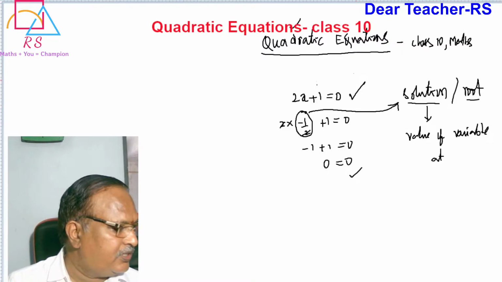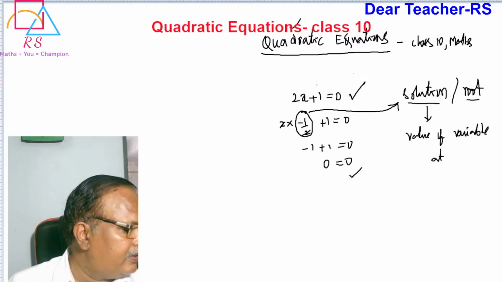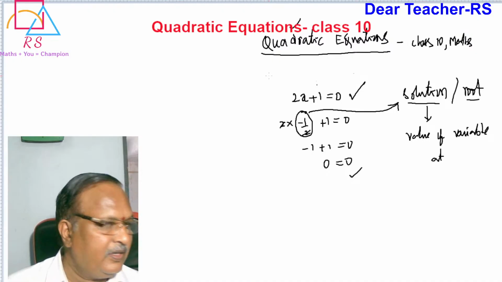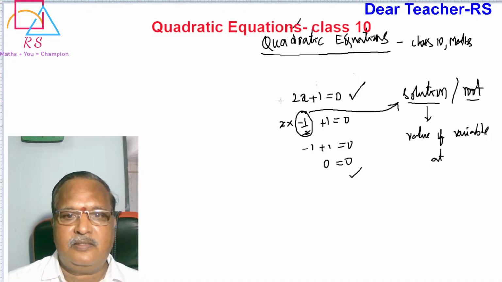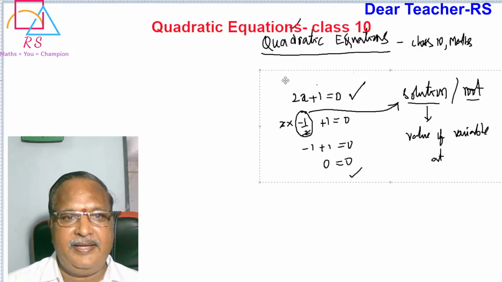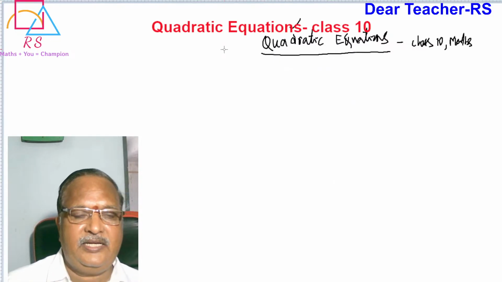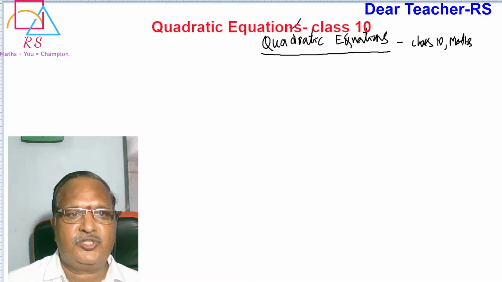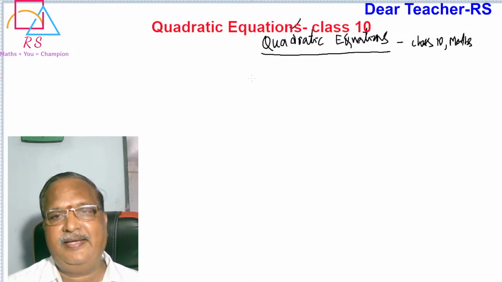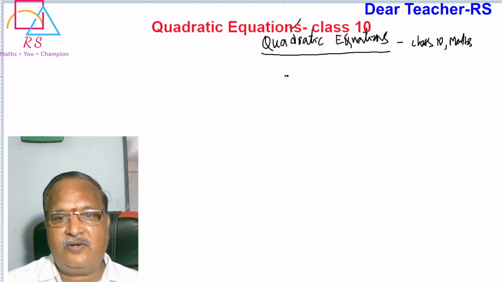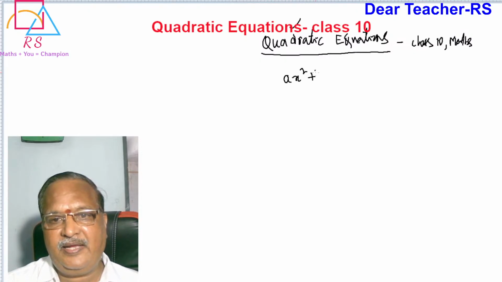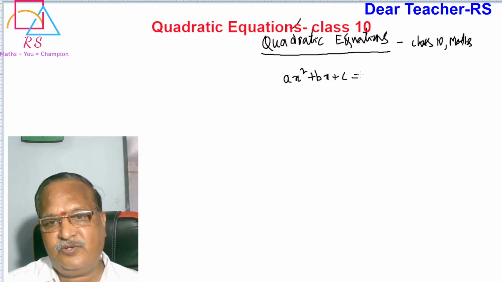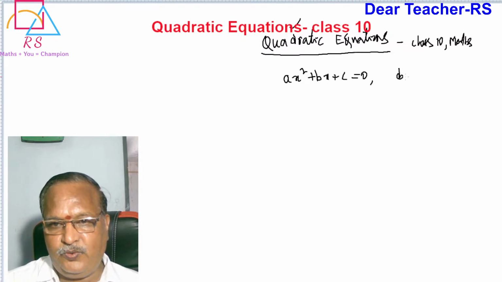The number of solutions depends upon the degree. If there is degree 2, 2 solutions, degree 1, 1 solution, degree 3, 3 solutions. So now here our quadratic equation ax square plus bx plus c is equal to 0. It's degree 2.